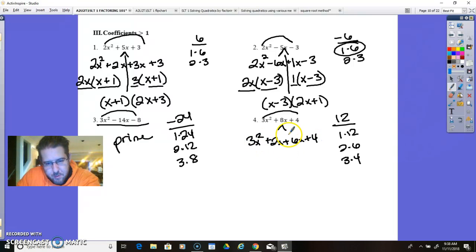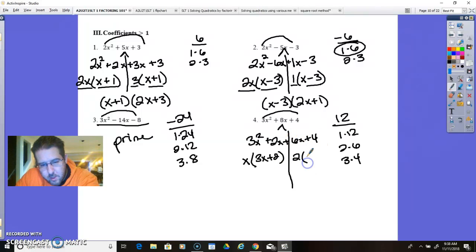Alright, split the problem in half. The biggest thing they can both be divided by is x. That gives you 3x plus 2. Both of them can be divided by 2. That also gives you 3x plus 2. So there's your answer: x plus 2, the two GCFs combined, times 3x plus 2, which is what you got in both parentheses.